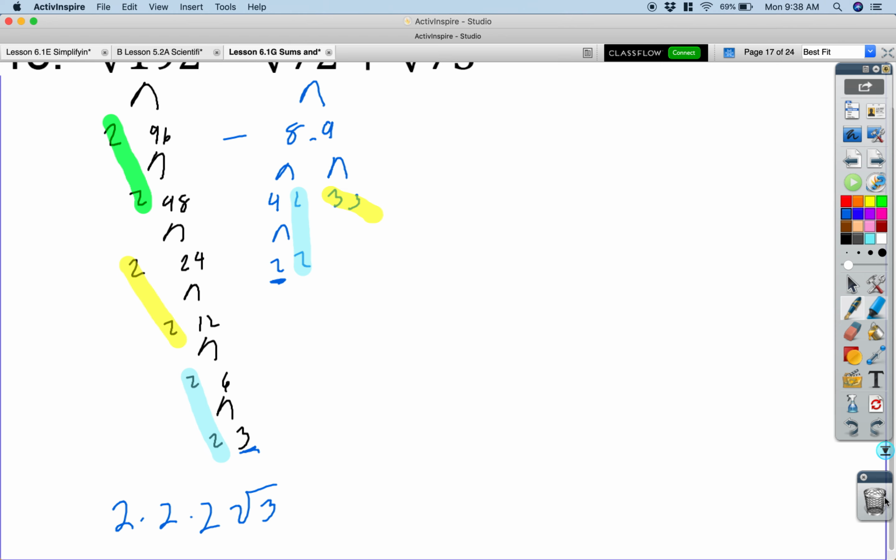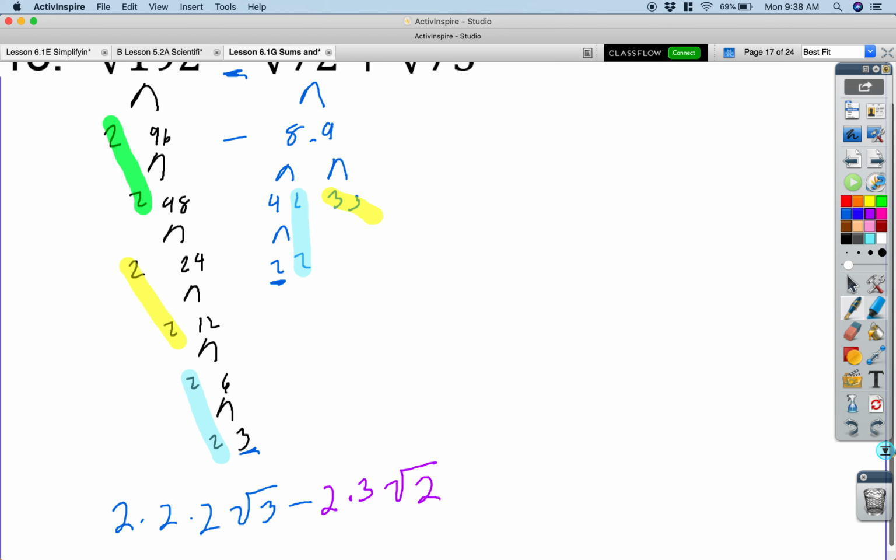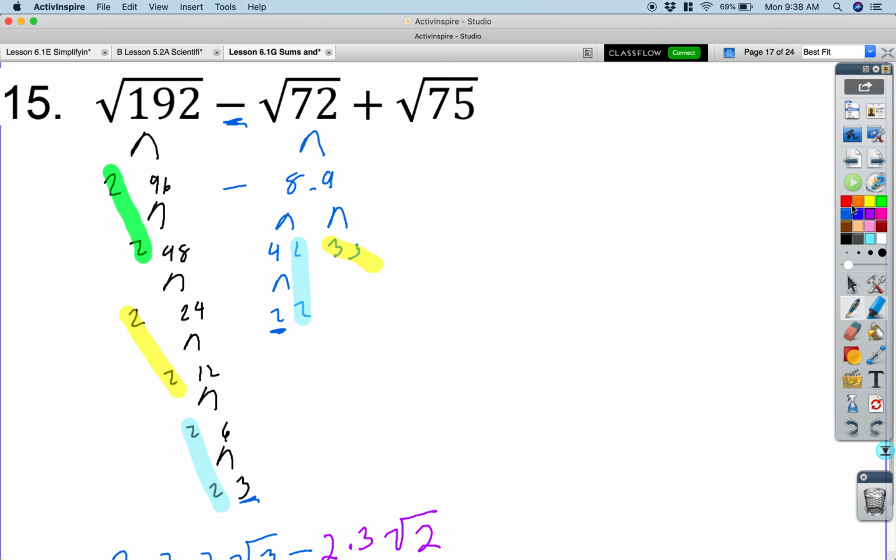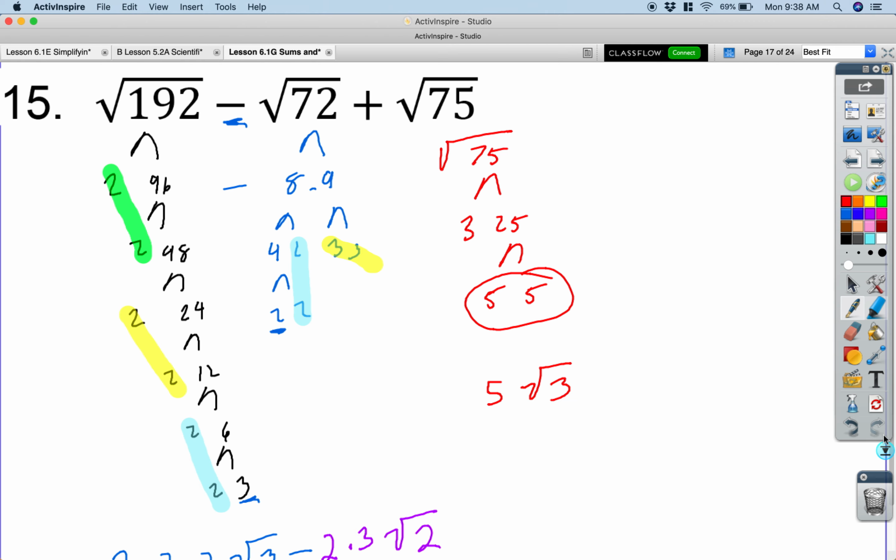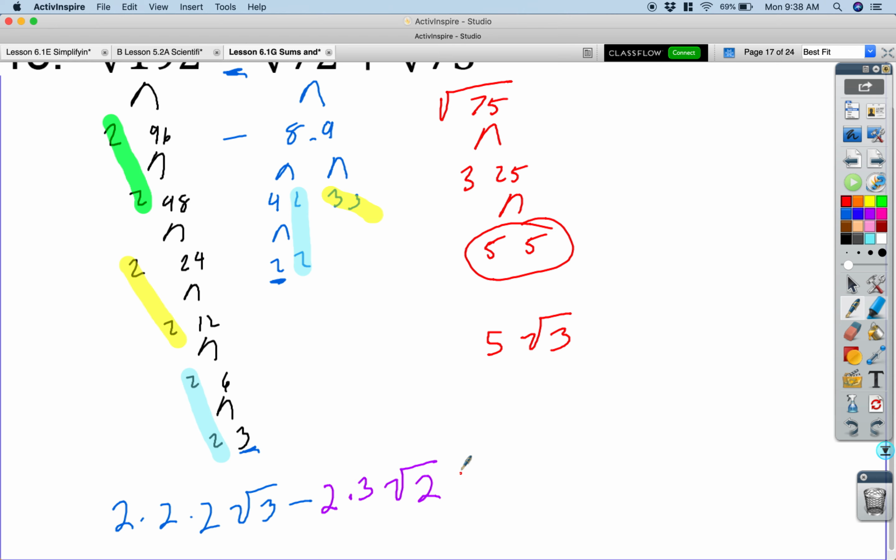So then on this one, there is a subtraction sign right here, so I'm going to write minus. And this would give me a 2 I brought out times a 3 I brought out. But I still have the square root of 2 left over. And next one, I have the square root of 75, and this breaks down to 3 and 25 and 5 and 5. So I have a pair of 5, square root 3. So then I'm going to have plus 5 square root 3.